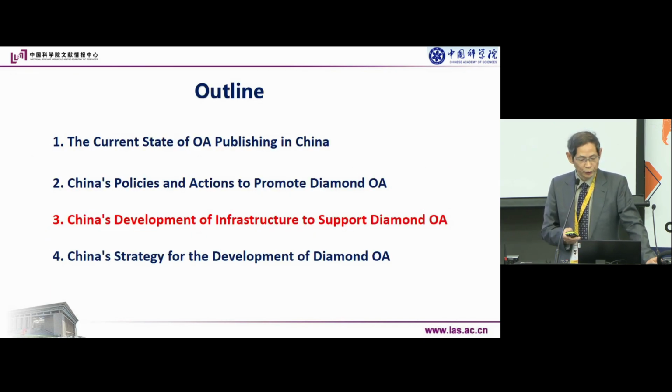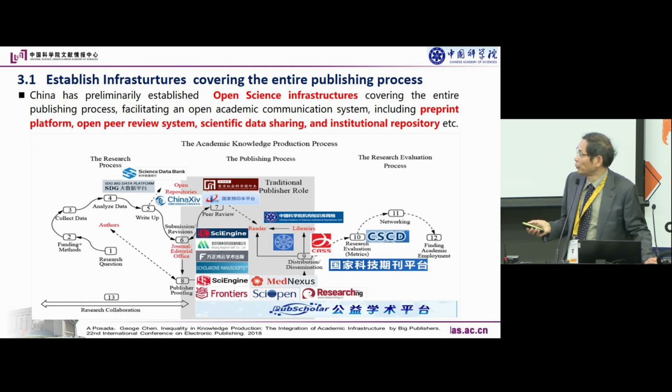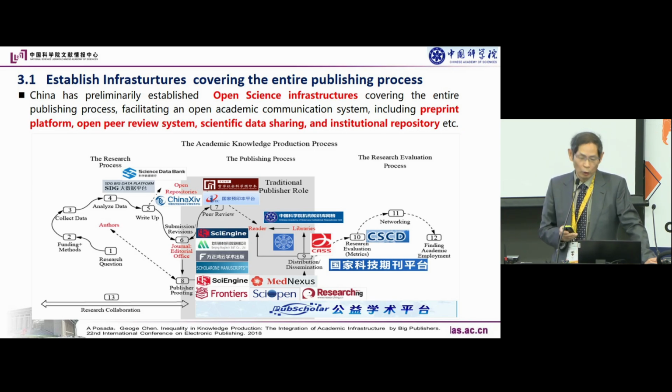And third, we introduced the development of Chinese infrastructure to support the demand for DOA. We have established infrastructures to cover the entire publishing process. So the open science infrastructures cover the publishing process, including preprint platforms, open peer review systems, data sharing, and institutional repositories. Like the public scholar platforms, published by our libraries.